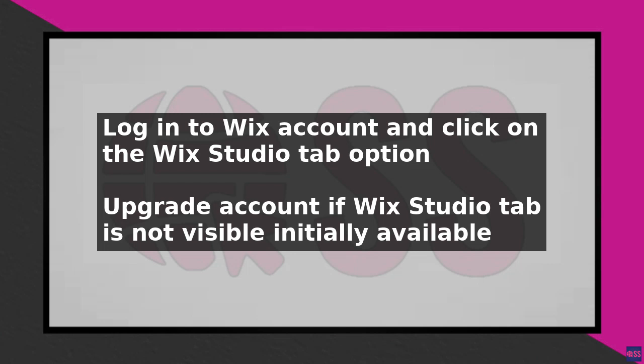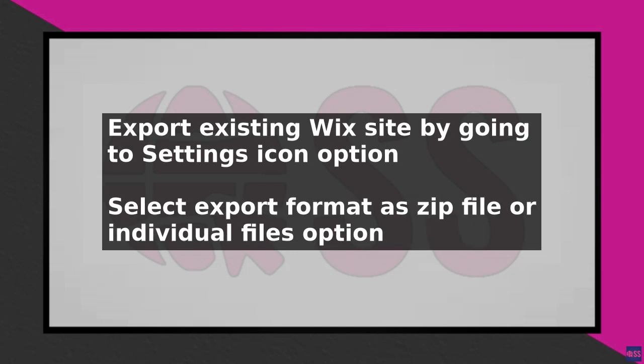Now, export your existing Wix site by going to the Wix website builder and clicking on the settings icon. Select the export option and choose the format you want to export your site in. You can export your site as a zip file or as individual files.